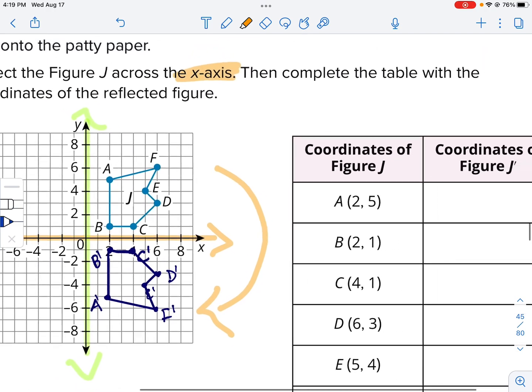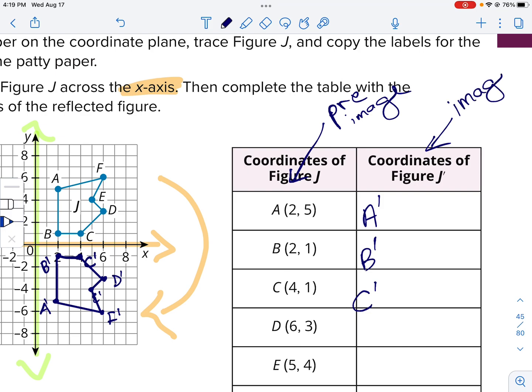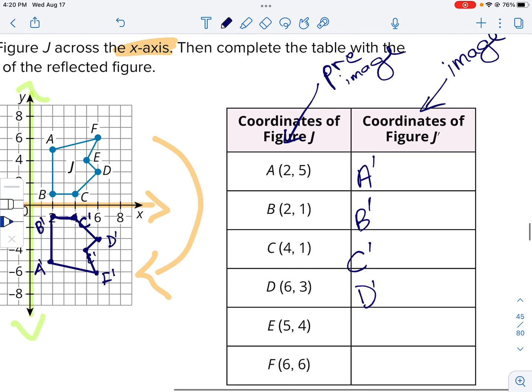So it says that I need to write down the new figure. Make sure that you're putting prime. This tells us what the pre-image is. These tell us what the image is. So the starting spot was the pre-image. Pre means before. And image is where we're going to end up.